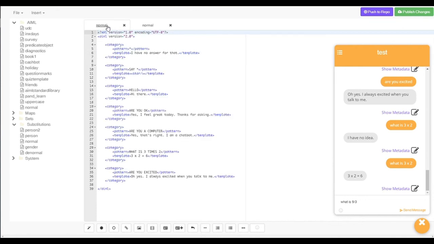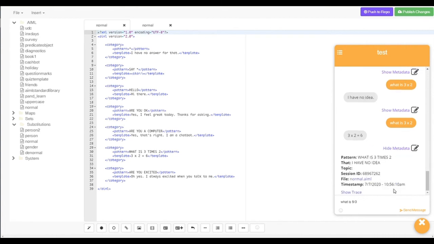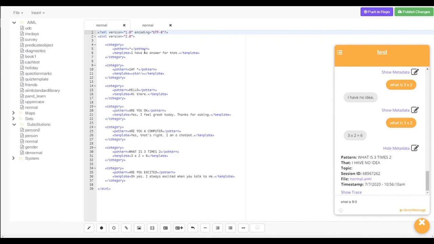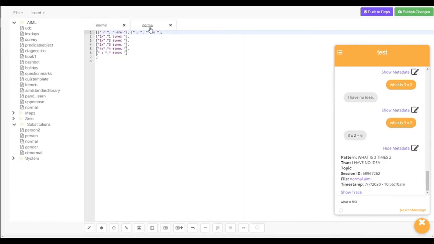But it's more just to demonstrate this show metadata, which tells you where passages come from, and the trace. This trace is really useful. It tells you what the topic is, where it's come from, and can stop you going around in circles. So I hope that's useful for you. It's also giving you a bit of a refresher on the normal file as well.